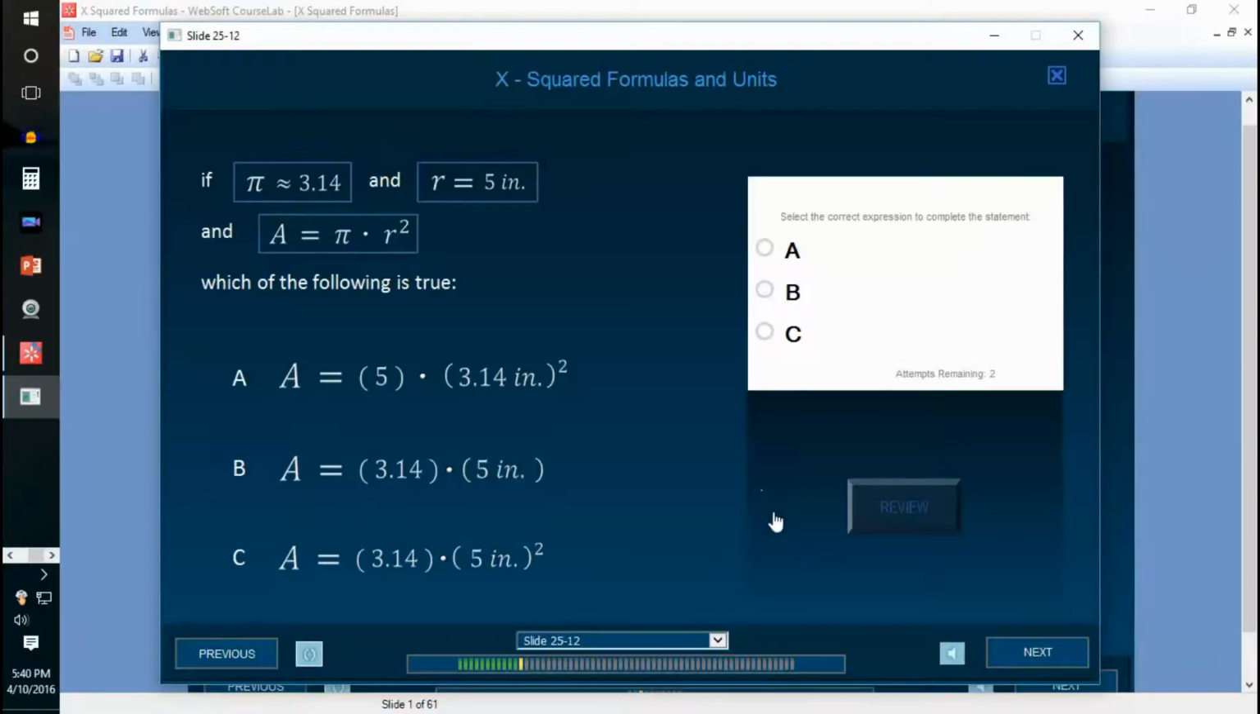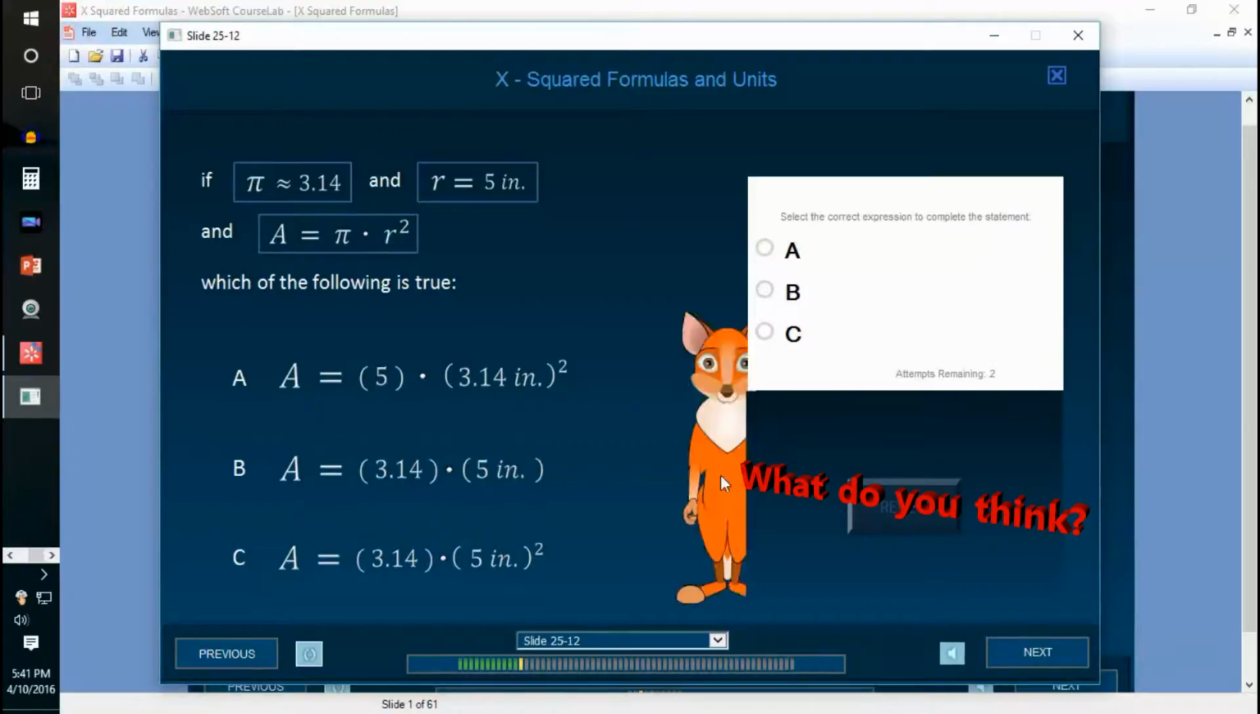If pi is approximately equal to 3.14 and the radius is equal to 5 inches, and our formula says that the area is equal to pi times r squared, which of the following is true? Nicely done. The correct replacements are answer choice C.